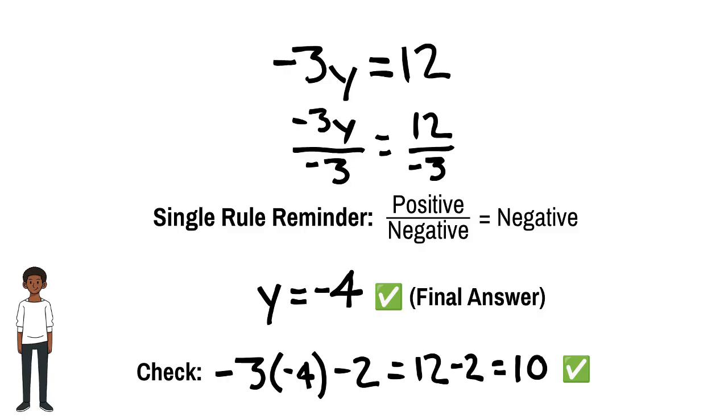On the right side, we have 12 divided by negative 3. Remember your sign integer rules. A positive number divided by a negative number always yields a negative number. 12 divided by negative 3 equals negative 4. So our solution is y equals negative 4. Let's check it. Negative 3 times negative 4 minus 2 equals 12 minus 2, which equals 10. The answer is rock solid.